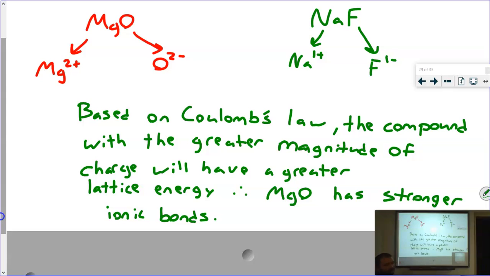Right? So it's all about how strong are the forces holding these things together. And we use Coulomb's law to help us analyze ionic compounds. Well, magnesium oxide with 2+, 2-, that's bigger charge, stronger force. Stronger force, it's much harder to melt. It all kind of ties in.